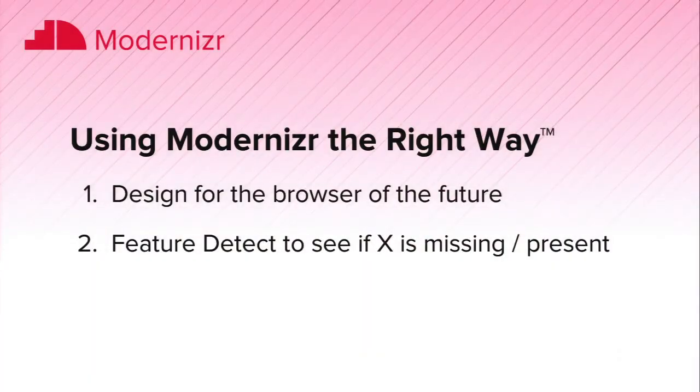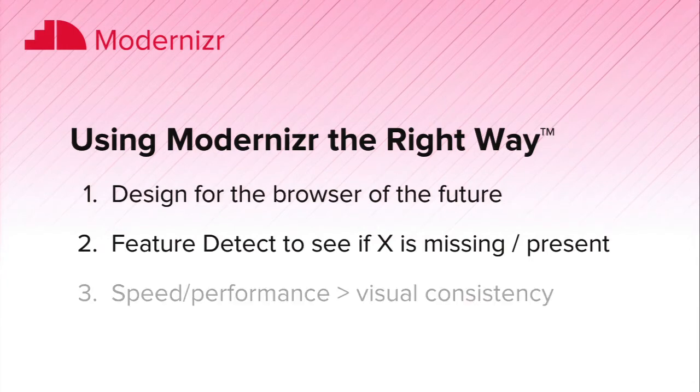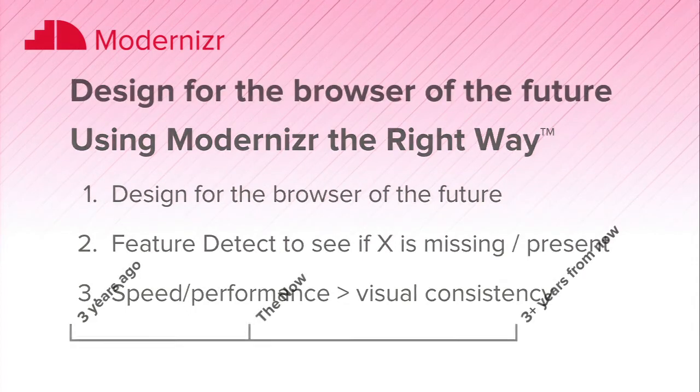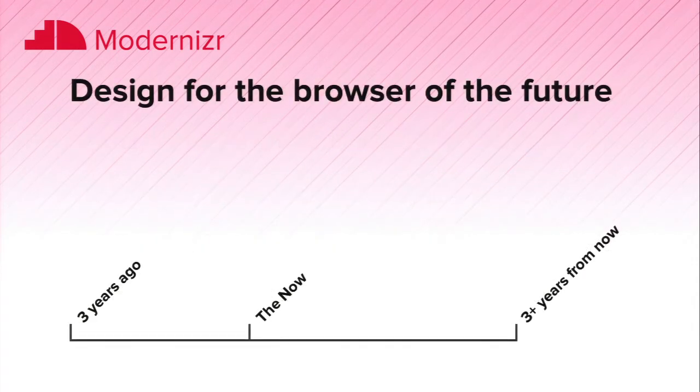You also want to take a very strong and aggressive approach to feature detection, to see if a feature is present or if it's missing. And you want to focus on speed and performance rather than visual consistency. And that's actually a very critical thing, more and more so with some stuff that's coming up. So, designing for the browser of the future.